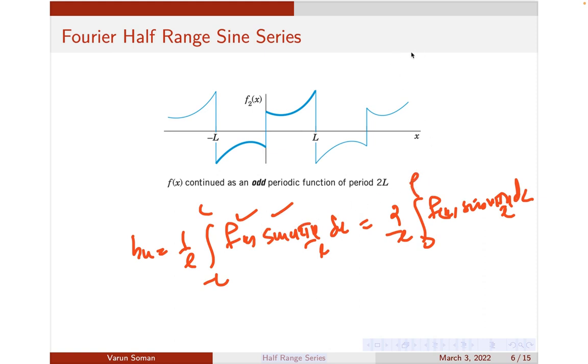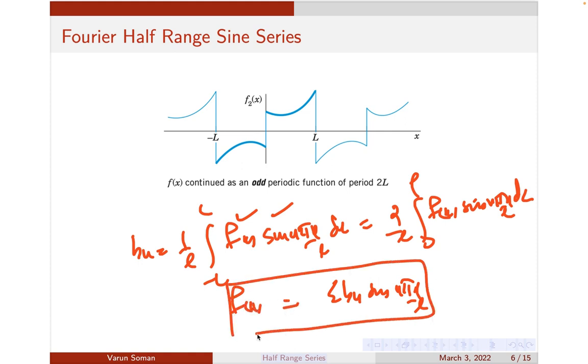Similarly, your a naught, which was the integral from minus L to L of f of x dx, will become 0 because f of x is an odd function. Similarly, your a n is also 0. So your expansion will only contain sigma b n sine n pi x by L. This is your Fourier series expansion. In this case it contains only sine terms, so it is also called the Fourier sine series or the Fourier half range sine series. I hope it is clear.